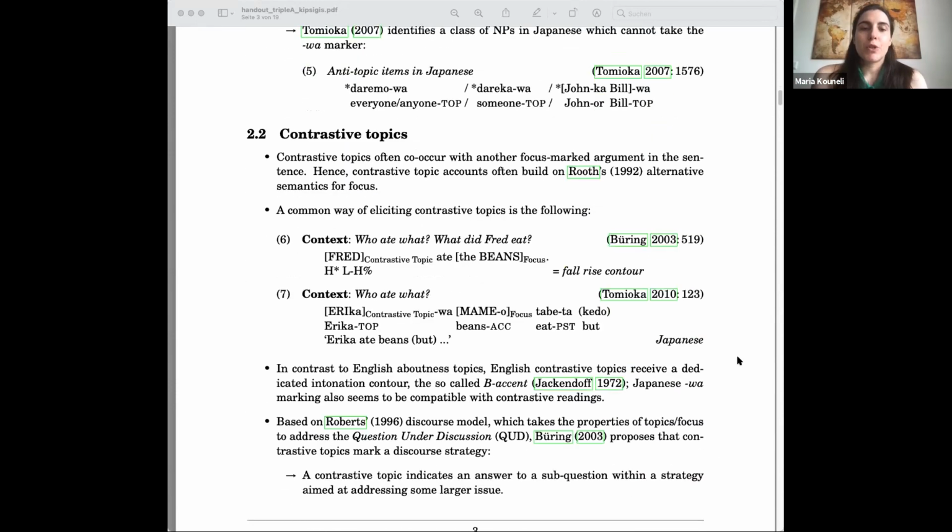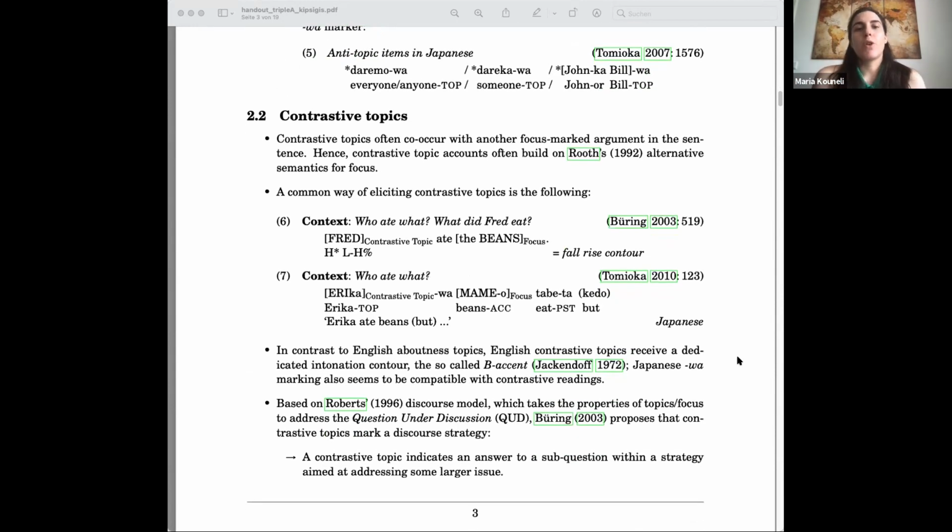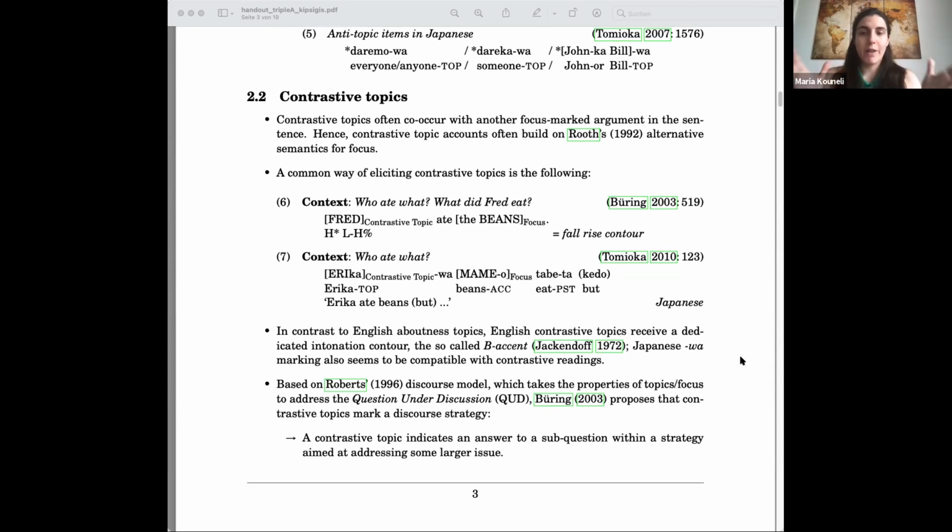Okay, so moving on to contrastive topics. Contrastive topics often co-occur with another focus marked argument in the sentence, and that's why contrastive topic accounts often build on Rooth's alternative semantics for focus. So let's see what a common way of eliciting contrastive topics is. And we see that in 6, "who ate what? What did Fred eat?" So here we have a larger question, who ate what, and then the sub-question, what did Fred eat? And in English, we'll get "Fred ate the beans," where we have this fall-rise contour, also called the B accent in the literature. So unlike aboutness topics, contrastive topics in English are marked by this dedicated intonation contour.